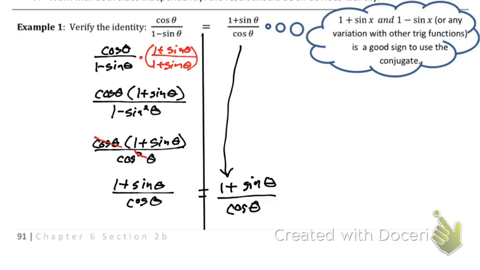All right, so that's multiplying by the conjugate. Always a good idea to try it if it's ever 1 plus or 1 minus something, because you want to turn it into something that's on our identity sheet, which are those squares. All right, so that's using our conjugate.